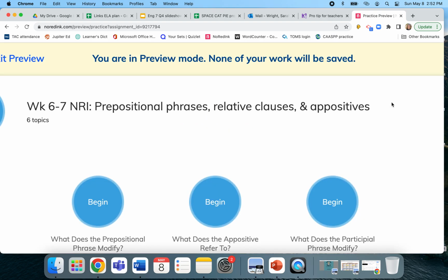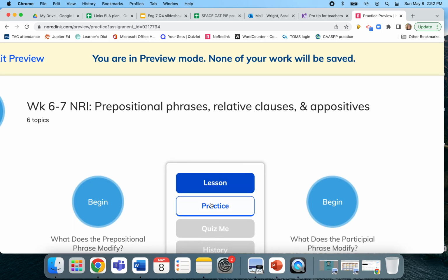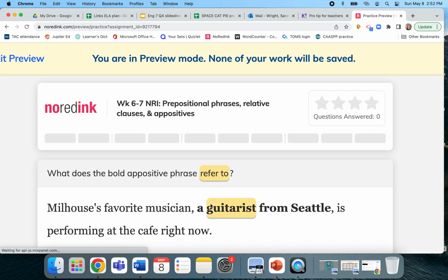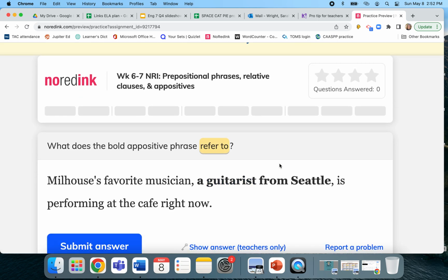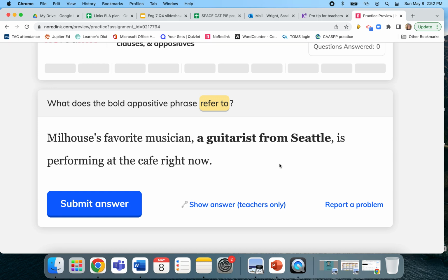All right, so now let's give it a try. What does the bold appositive phrase refer to? Millhouse's favorite musician, a guitarist from Seattle, is performing at the cafe right now. So we know that the appositive, which is in bold, always is before or after whatever else is in the sentence. And a guitarist isn't referring to is, so it's got to be Millhouse's favorite musician, and then giving a little bit more information.